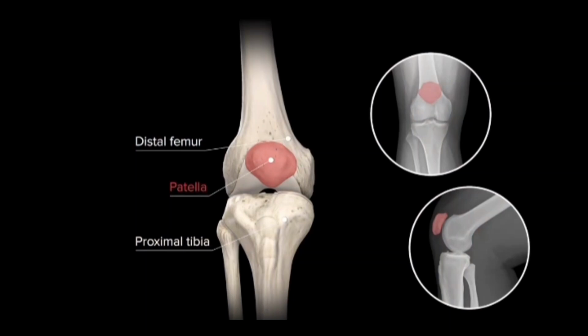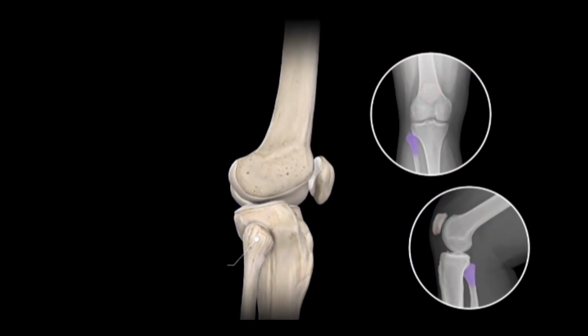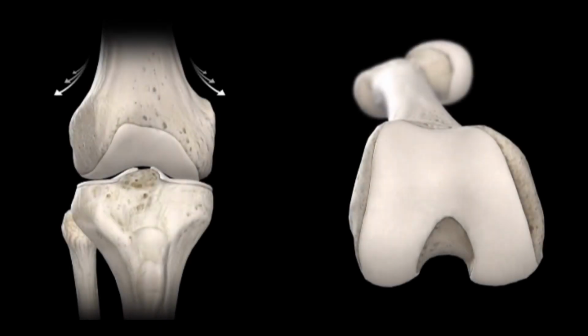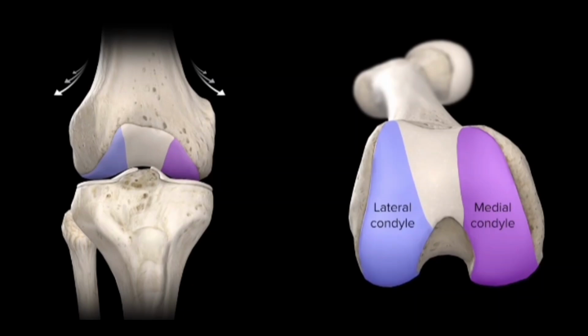the patella. Though the fibular head does not participate in articulation of the knee, it's an important structure when discussing ligamentous and musculotendinous attachments. The shaft of the femur widens distally, forming the medial and lateral condyles.